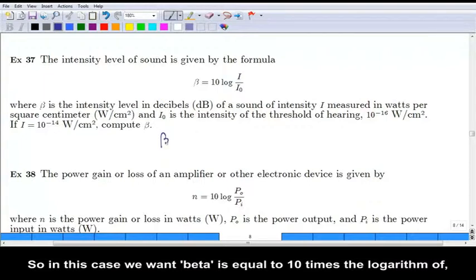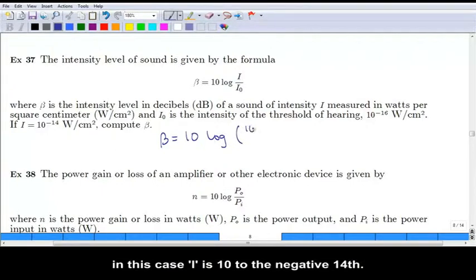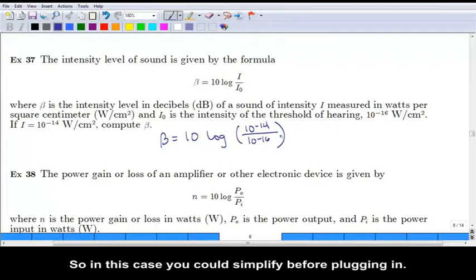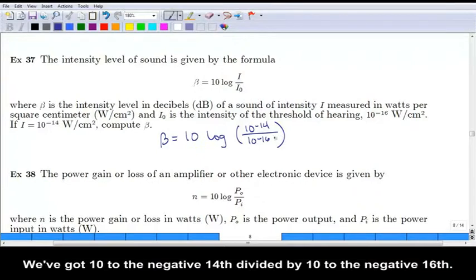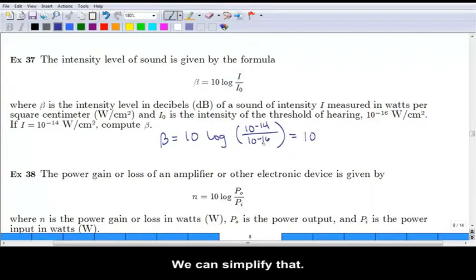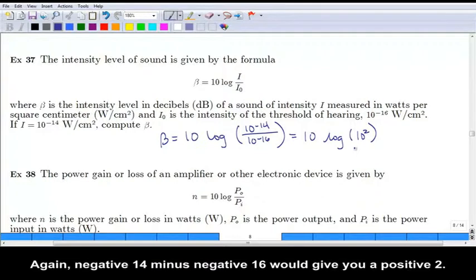So in this case, we want beta is equal to 10 times the logarithm of, in this case, I is 10 to the negative 14th, and I naught is 10 to the negative 16th. So in this case, you could simplify before plugging in. We've got 10 to the negative 14th divided by 10 to the negative 16th. We can simplify that. You got negative 14 minus negative 16. So you end up with 10 squared. Again, negative 14 minus negative 16 will give you a positive 2.